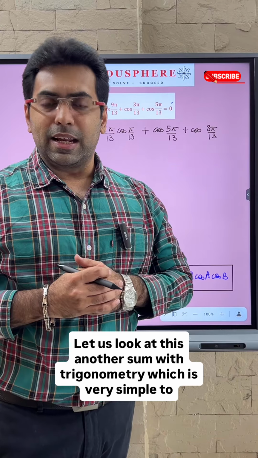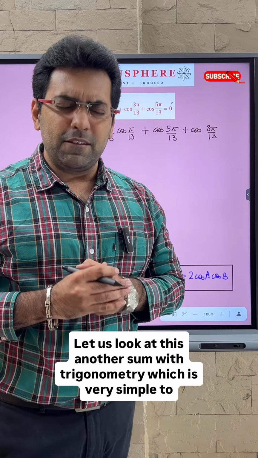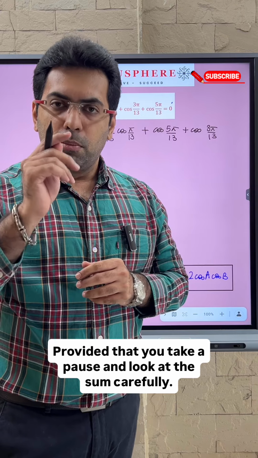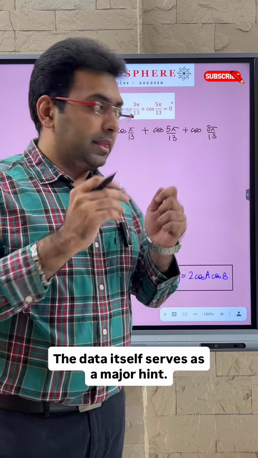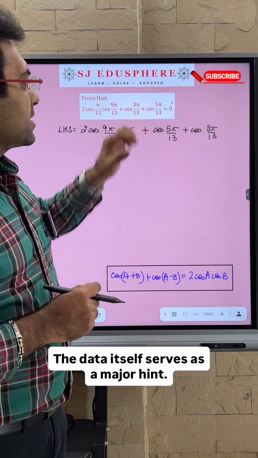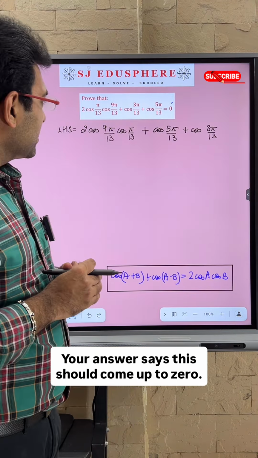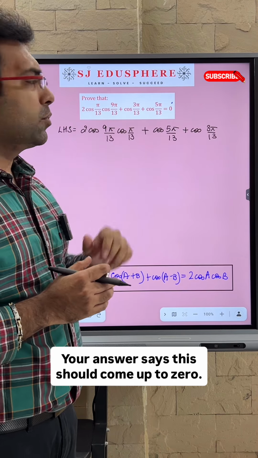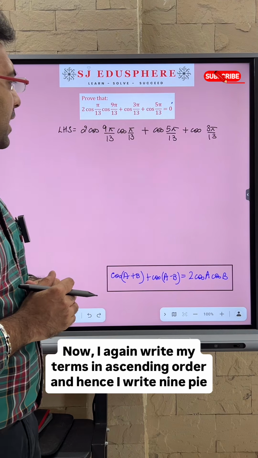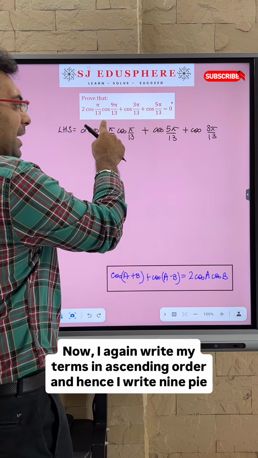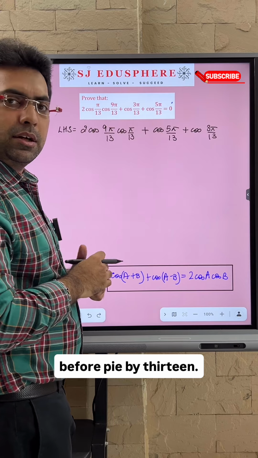Let us look at this another sum with trigonometry, which is very simple to solve, provided you take a pause and look at the sum carefully. The data itself serves as a major hint. Your answer says this should come up to 0. Now, I again write my terms in ascending order, and hence I write 9 pi before pi by 13.